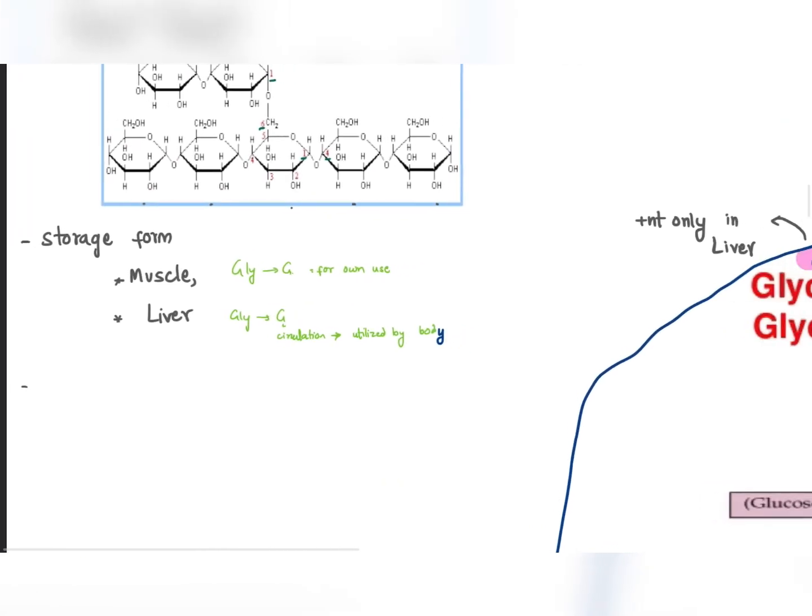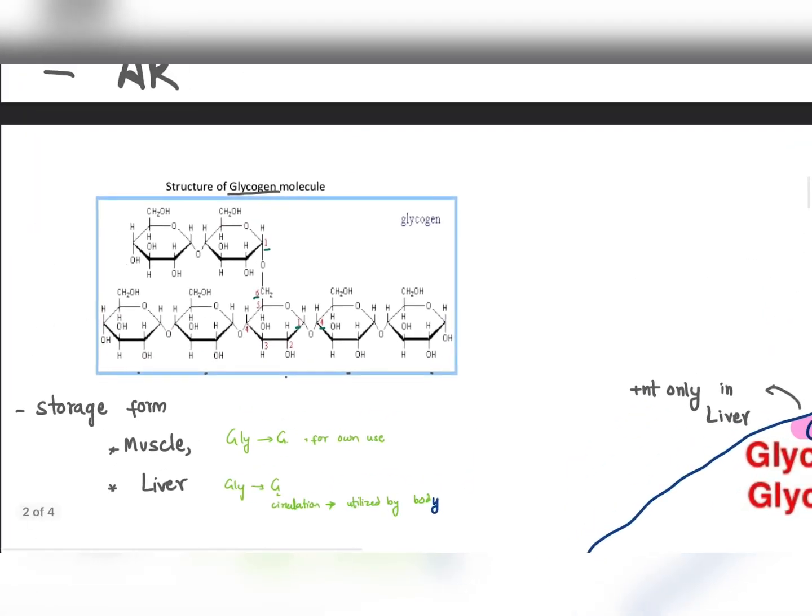First of all, we'll talk about glycogen. Glycogen is a polymer, that is, the storage form of glucose. It is stored in the muscle and liver. Now see the structure. This is the structure of glycogen. Here is a glycogen chain. Here is a branch. This is an individual glucose molecule, right? This is the cyclic form of glucose.